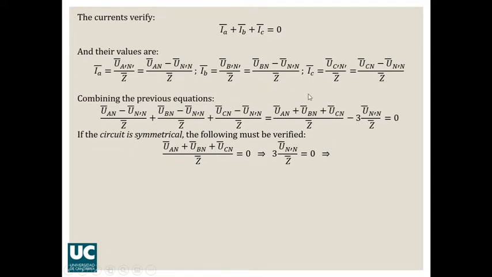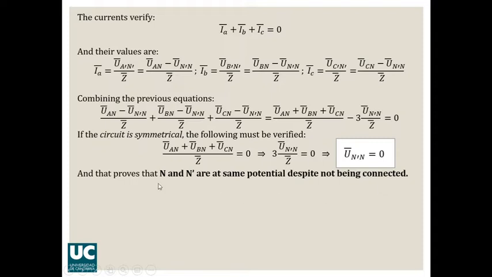As we had two terms at both sides of the equation and this term is 0, the other term should also be 0. So with that we can demonstrate that the difference in potential between points n and n prime is 0. So what are the implications of this? That these points, which are the two sides of the neutral conductor, are going to be at the same potential, although they are not connected.